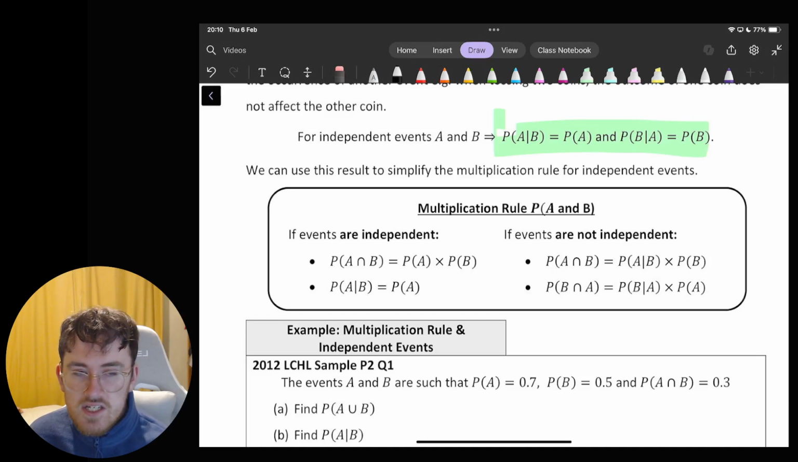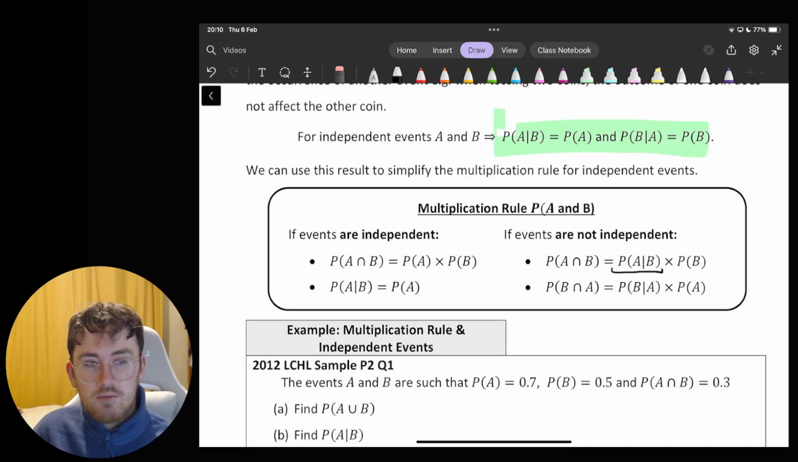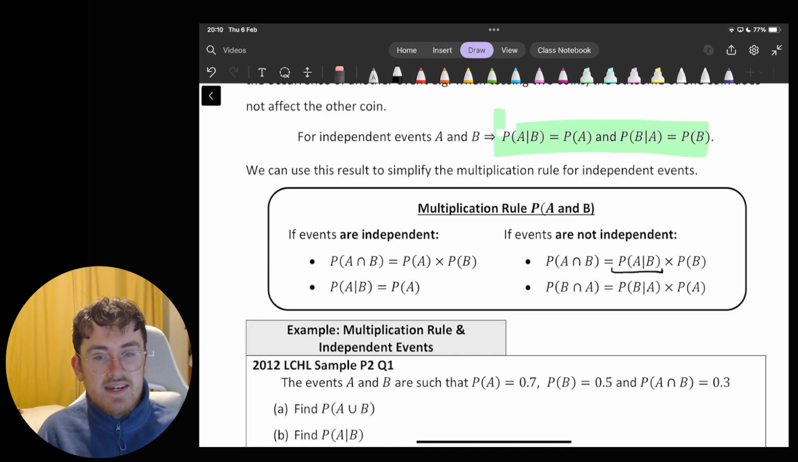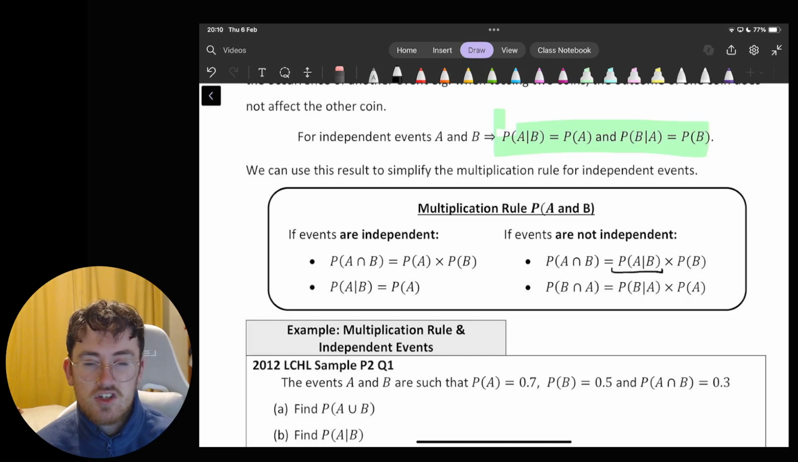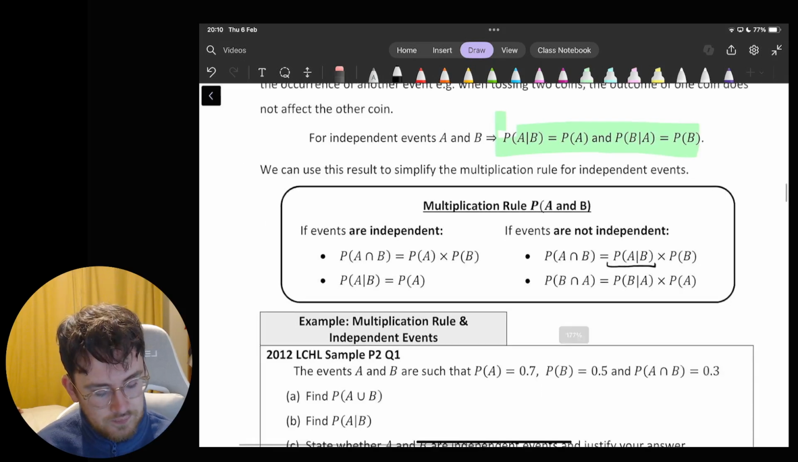If they are not independent, then rather than multiplying the 2 probabilities, we multiply the probability of A given B multiplied by the probability of B. So it's really going to depend here on whether the event is independent or is not independent. It's going to slightly change our approach to the question, but just making sure we remember that independent events means that one does not affect the other.